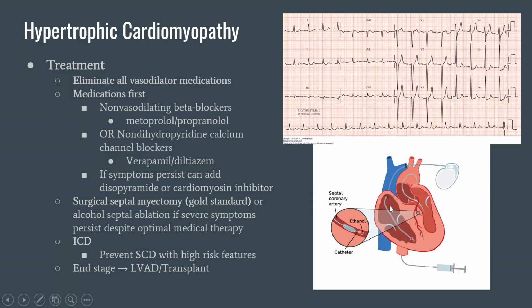So it's basically a right heart cath, right? So they go through the femoral vein, up the vena cava into the right atrium to the right ventricle, and they insert a catheter that has pure ethanol on the side.